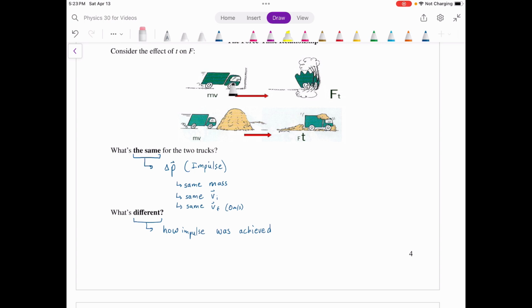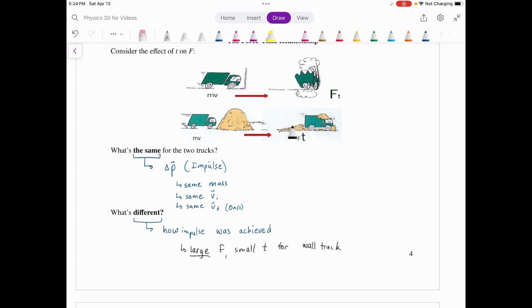For this truck, the impulse was achieved very quickly with a very large force, right? And so the driver is going to feel that. That is going to hurt more, right? Forces are what hurt us, okay? So large force to stop in a short amount of time. Large force and a small time for the, I'll call it the wall truck, because it just drove into the wall, right?